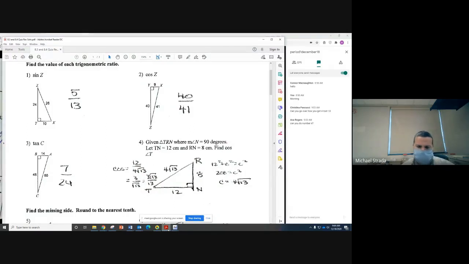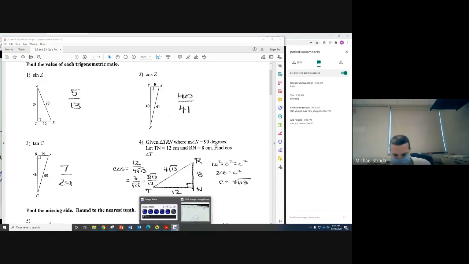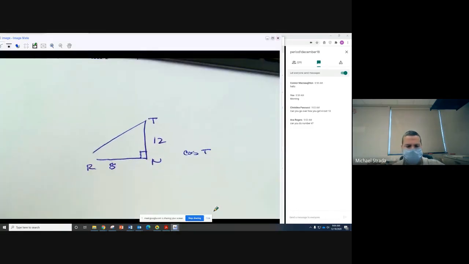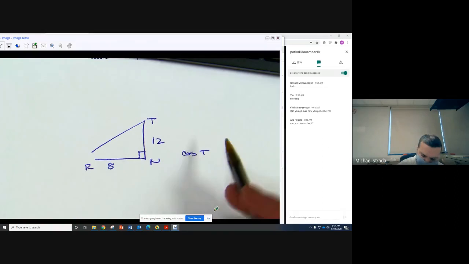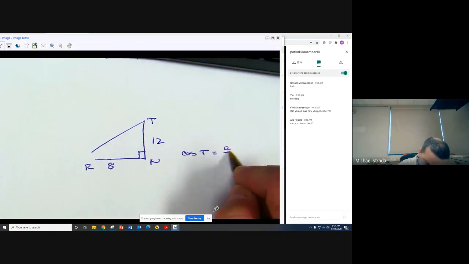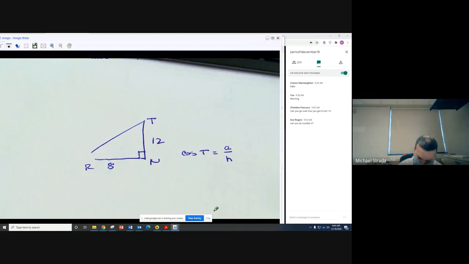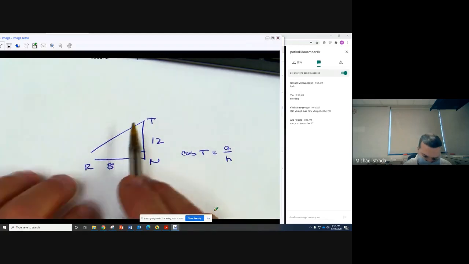So it says, given triangle TRN where the measure of N is 90 degrees, TN equals 12, RN equals 8, and we want to find the cosine of T. The one that you have to get in a particular place is the 90-degree angle. In order to get cosine T, remember cosine from SOHCAHTOA is adjacent over hypotenuse. Well, we don't know the hypotenuse, so we use the Pythagorean theorem.